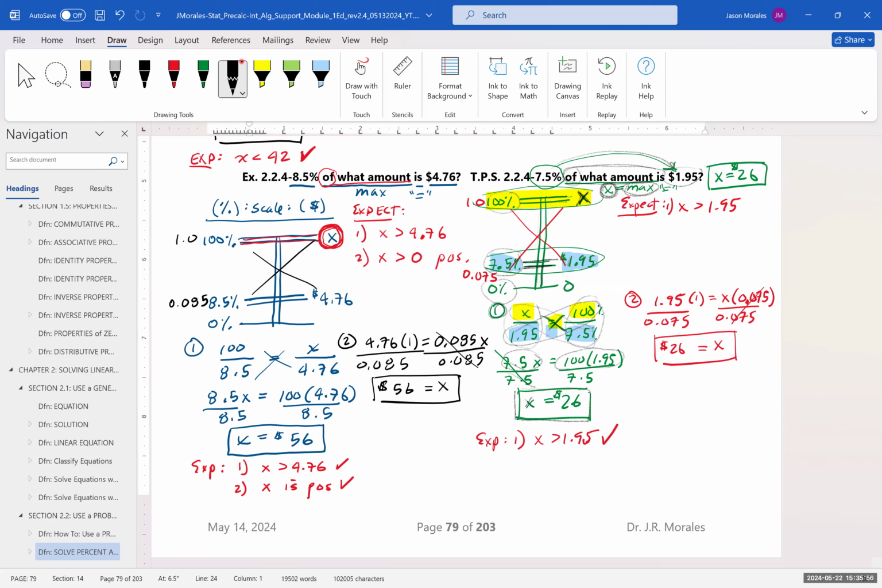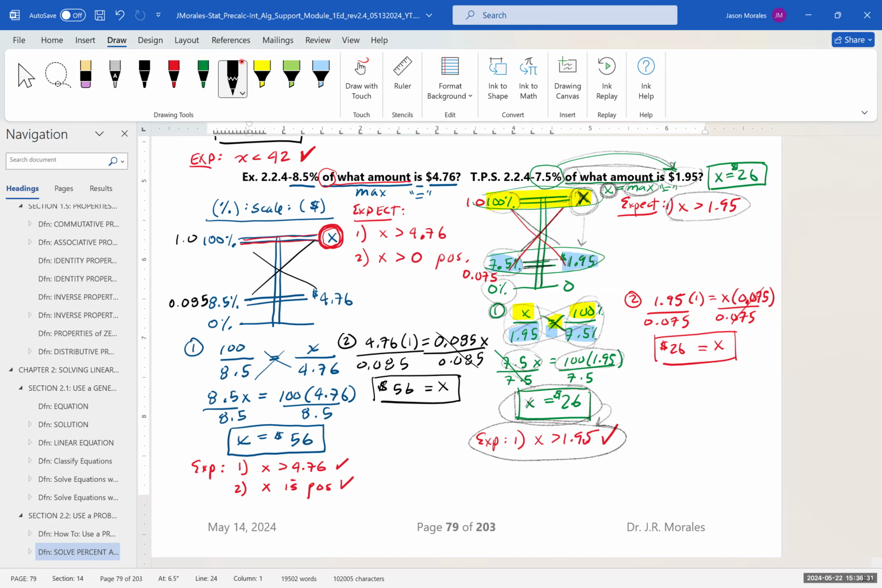And I keep skipping the expectation. The expectation here is that this value of x should be greater than $1.95. Okay, that's our expectation. And we come back to our answer. So here's our answer of 26. $26 is greater than $1.95, so that satisfies our expectation there. And if we want to shorten this math down, the amount of time it takes, once we set up this scale, we could just cross multiply here.